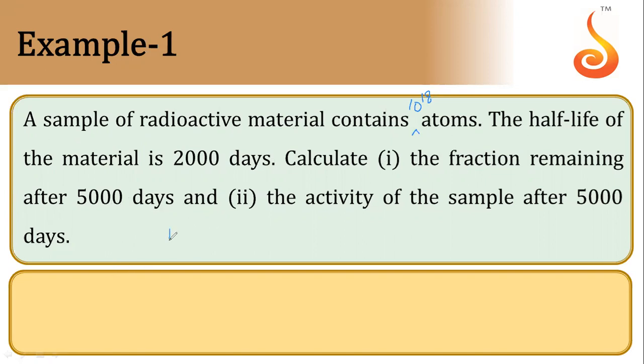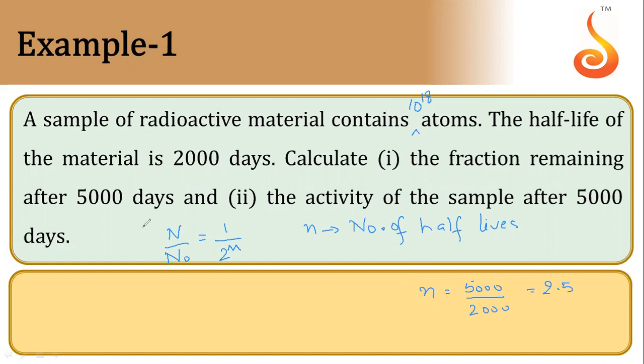So for that, we have this formula N by N naught is equal to 1 by 2 raised to power n, where n is the number of half-lives. Now, let's say you would have been given 4000 days and the half-life is 2000 days. How will you find the number of half-lives? You just divide 4000 by 2000, so you'll get 2. But here the number of days is 5000 days. So the number of half-lives will be 5000 divided by 2000, which gives us 2.5.